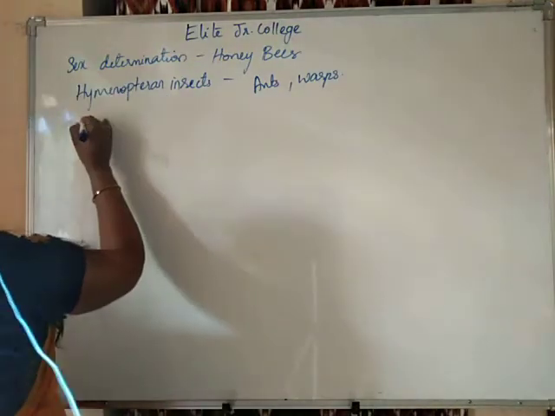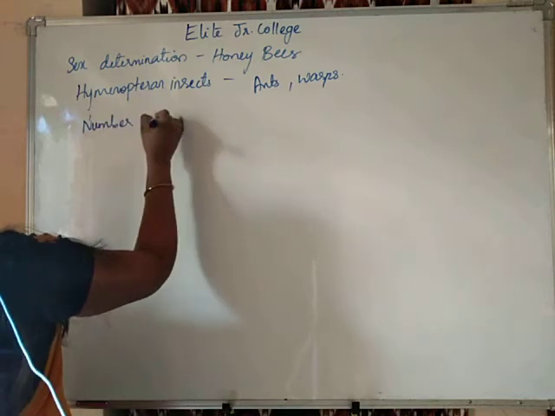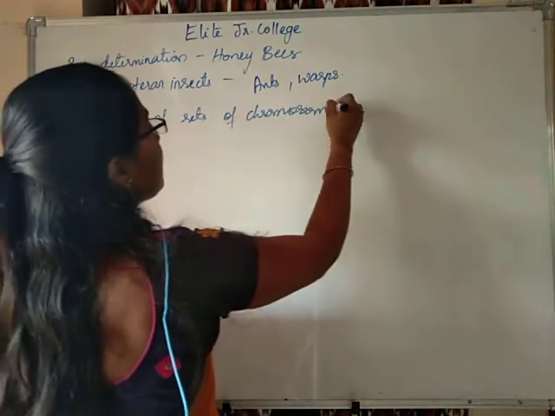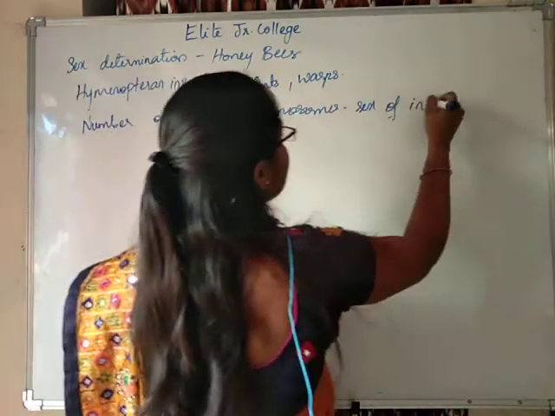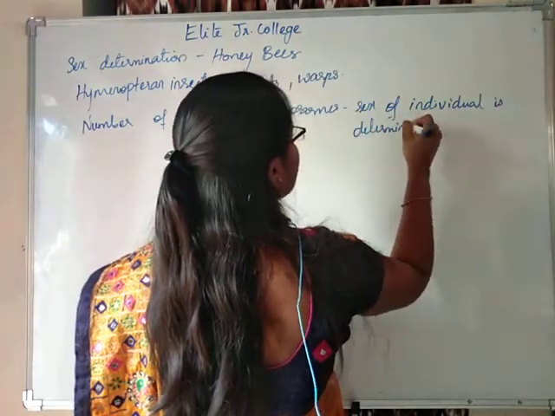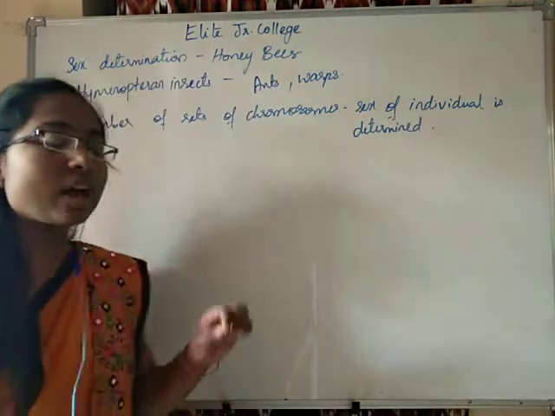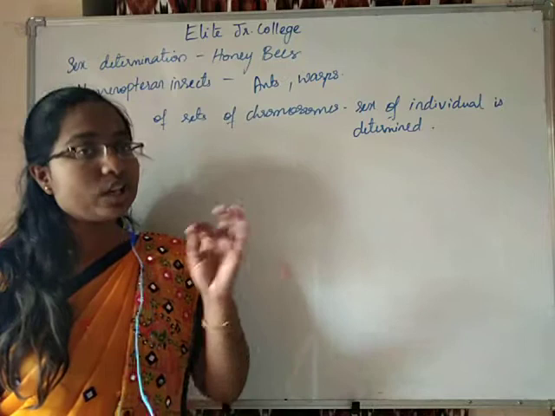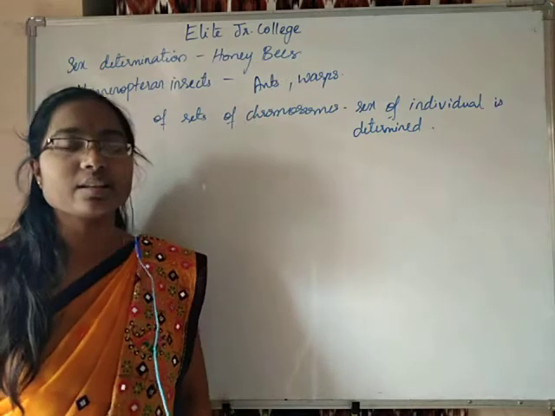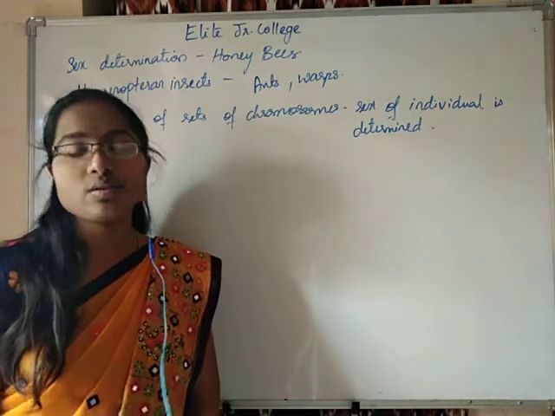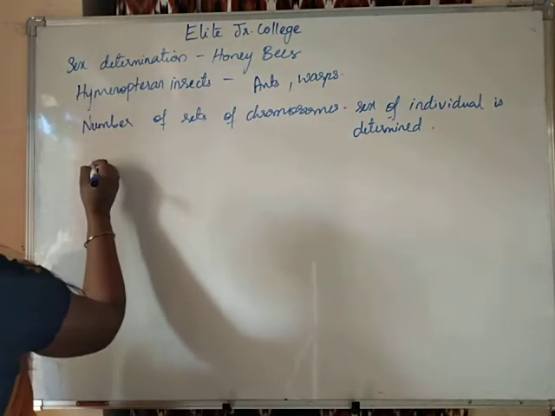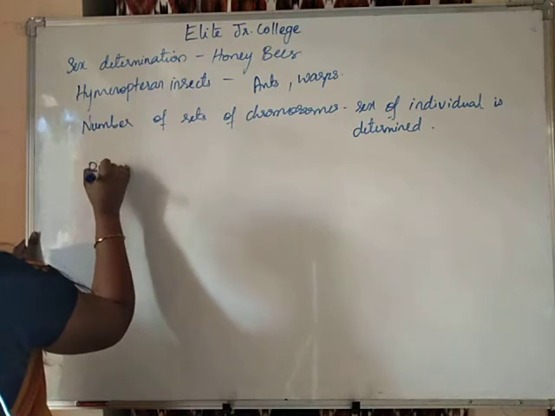Using the number of sets of chromosomes, the sex of the individual is determined. How is the sex determined? By checking the number of sets of chromosomes. So in honeybees or any other hymenopteran insects, the sex is determined by the number of sets of chromosomes, right?